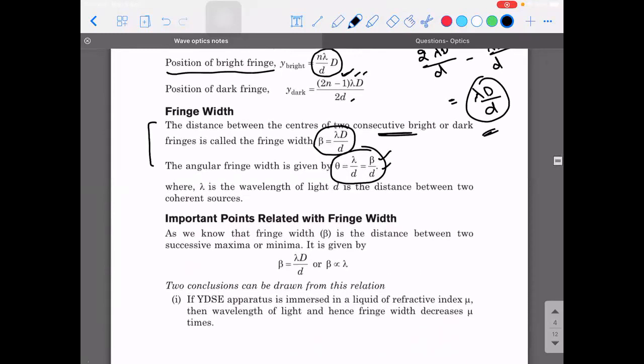One minute. So lambda can be written as beta into small d divided by capital D. So lambda divided by d is beta divided by D. Small d and capital D cancel, so it is lambda divided by small d, or beta divided by capital D.